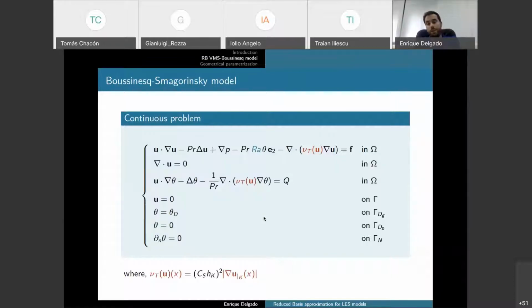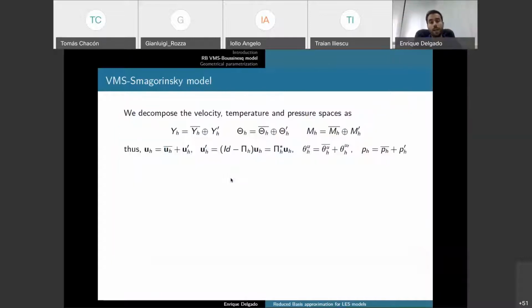We consider the Navier-Stokes equations plus a Boussinesq approximation for the temperature. And we also consider the Smagorinsky approximation for the turbulent part. Here we consider the nonlinear term associated with the Smagorinsky term, and also this nonlinear term for the temperature. So we perform a VMS Smagorinsky model in the same way that Samuele has explained in his talk.